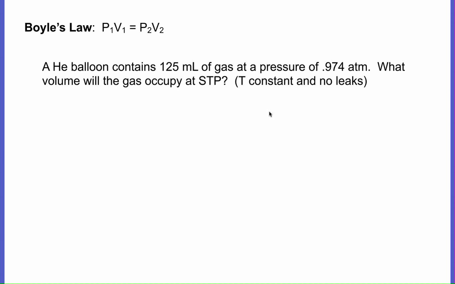A helium balloon contains 125 milliliters of gas at a pressure of 0.974 atmospheres. What volume will the gas occupy at STP? Now, when I say STP, we talked about that before, you automatically know what temperature you're at because it's always 0 degrees Celsius, but you also know what the pressure is. But the pressure varies. It depends on what you want. In this case, I have something that's atmospheres already, so my standard pressure is going to be 1 atmosphere. But sometimes I'll give you torr in the problem, so you should be thinking 760 torr instead.